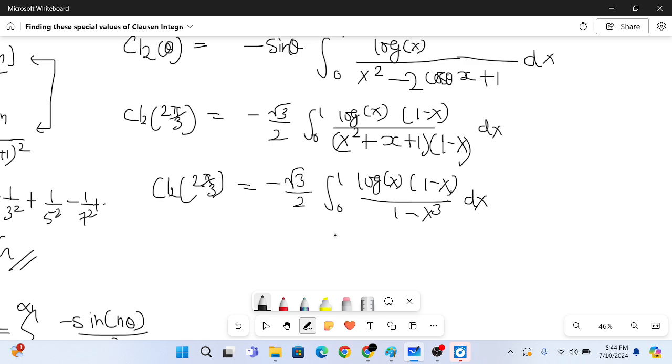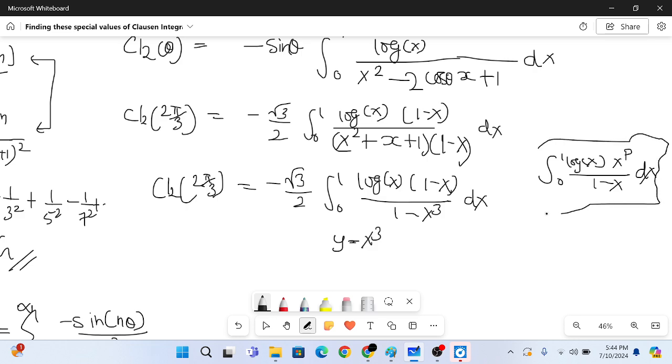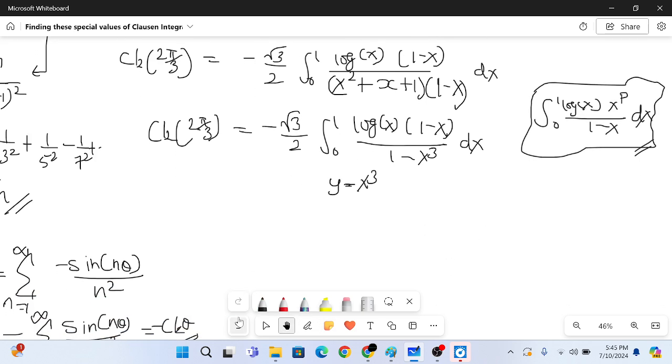Now let's make a substitution that y equals x cube, because for such integrals, the integral from 0 to 1 of log x times x to the power p over 1 minus x, dx, we have done by dealing with the polygamma or digamma functions. This integral can be solved from the digamma function, so that's why I'm trying to take it to the same form. Now I have made the substitution, so we get CL2 of 2 pi by 3 as minus root 3 by 2, then the integral will again be from 0 to 1.